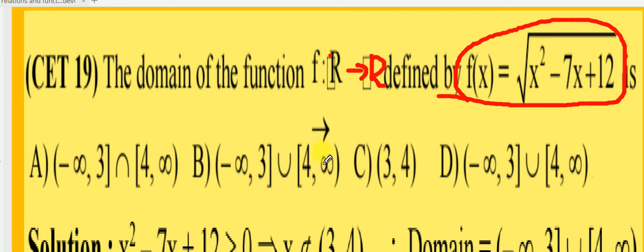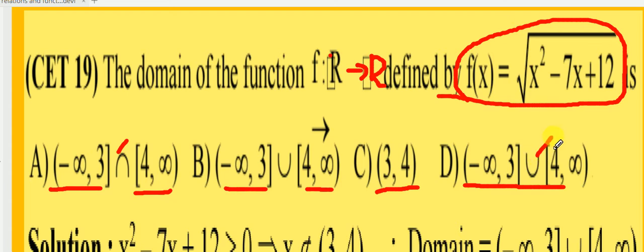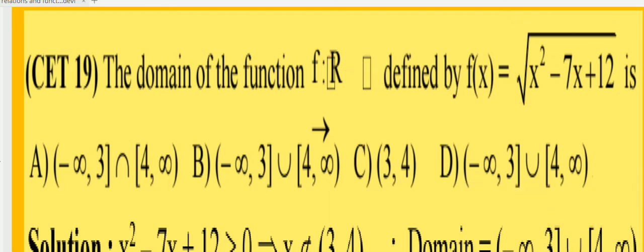So we have 4 options here: minus infinity to 3 closed interval, intersection 4 to infinity; union of minus infinity 3, 4 infinity, both closed intervals; and open interval 3, 4; and union of closed intervals minus infinity to 3 and 4 to infinity. So here I have intersection and here I have union. So let us look at the solution of this question.